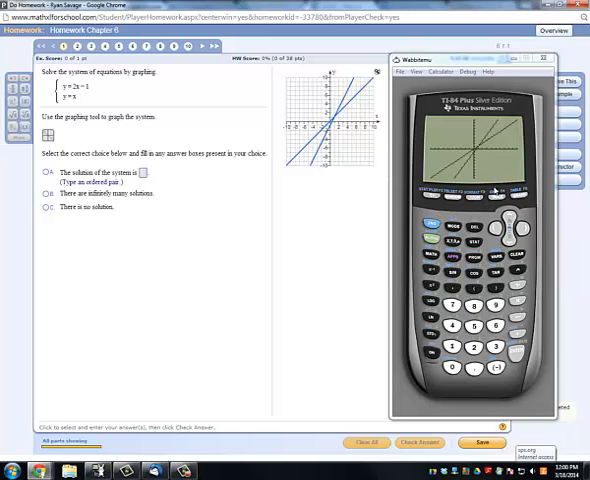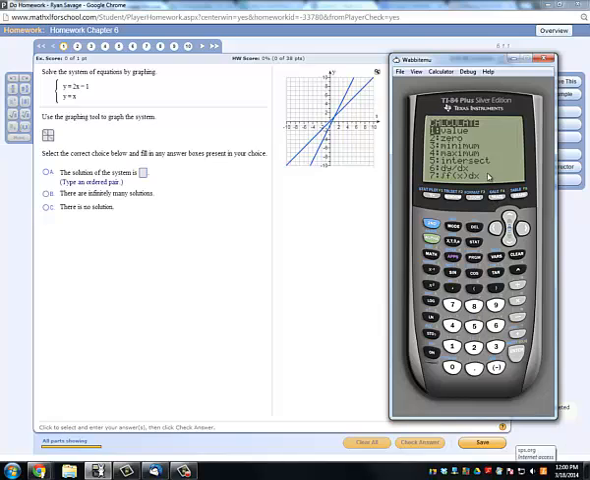What I want to use is this calculate menu. So the calculate menu is directly above the trace button, so we can hit second, trace, and that takes me to the calculate menu. From here I'm going to want to scroll down to the option that says intersect, because that's the location that I'm looking for.